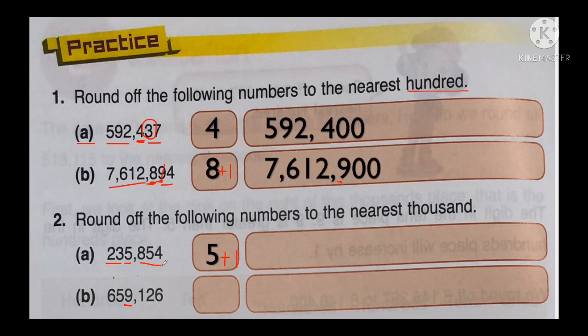So what will be our final answer? 2, 3, and then 5 will become 6, and then 8, 5, 4 will become 0. So we have this answer, 236,000.